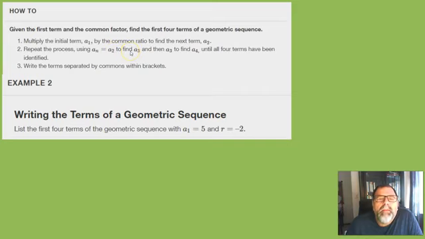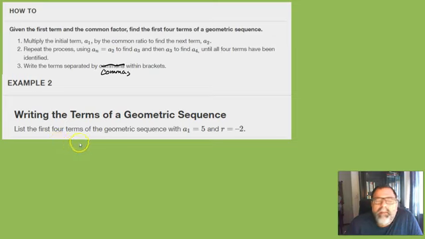I think that should have been a3. I don't know what they're trying to say here. Basically, you're just going to take each term, and to get to the next term, if you think of it as the recursive thing, you just keep multiplying by r, right? Whatever r is, you multiply it, multiply it, multiply it until you get as many terms as you want. And then, of course, write the terms separated by commas. I'm surprised they didn't catch that.